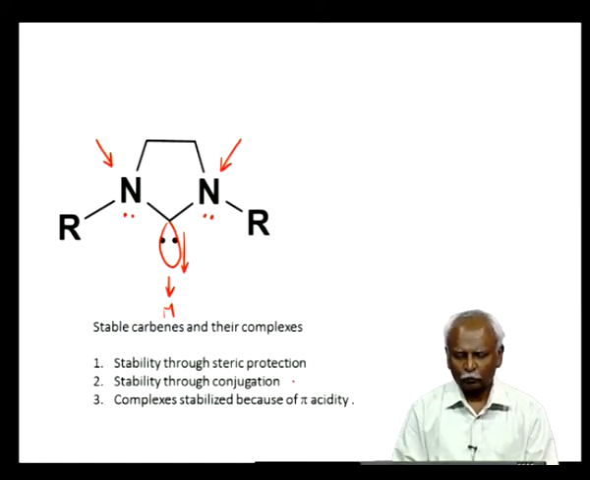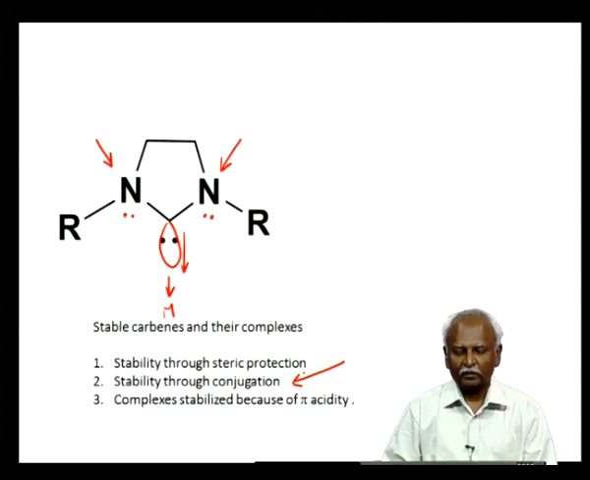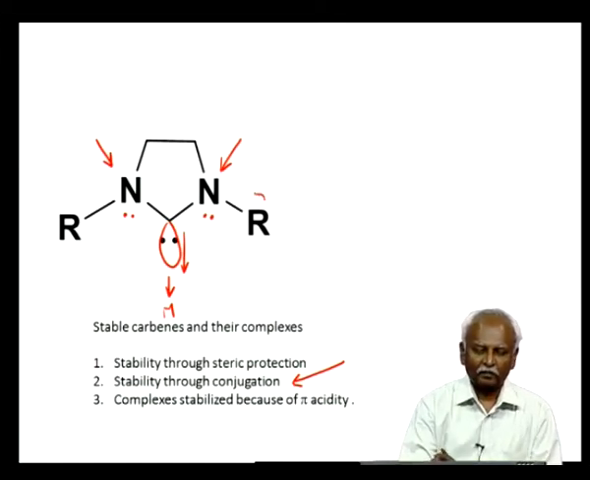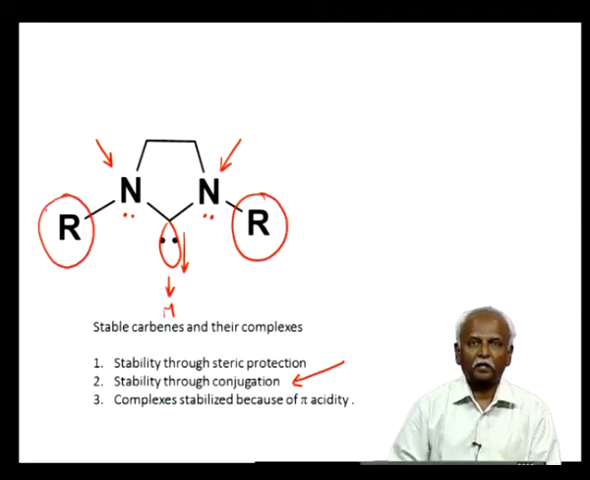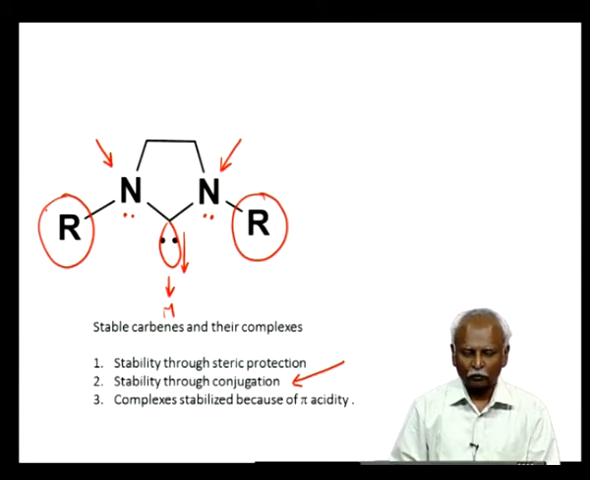So, stability through conjugation is an important factor and is in fact essential for the stability of these carbenes and the stability of their complexes. But there is yet another factor which stabilizes these carbenes, and that is the fact that you have rather large bulky R groups which are situated adjacent to this carbene carbon. So, stability is achieved through steric protection of the carbene carbon. It is also achieved through conjugation of the vacant p orbital on the carbon with the nitrogen lone pairs.